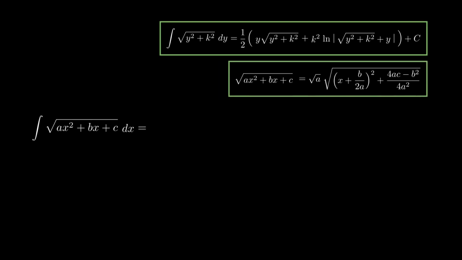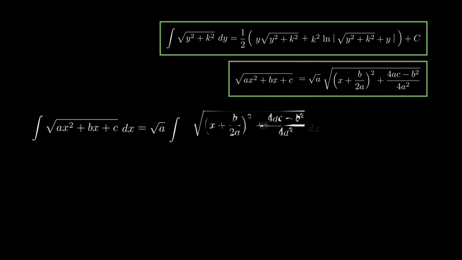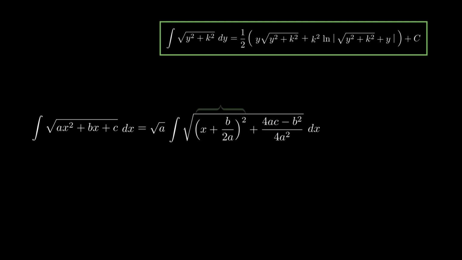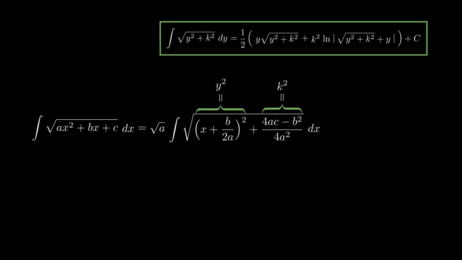The integral of the square root of a single variable quadratic polynomial. Let's rewrite the integral using the expression obtained from completing the square step. Now, consider x plus b over 2a equals y, and 4ac minus b squared over 4a squared equals k squared, and then apply the result of the integral of the square root of y squared plus k squared, dy.